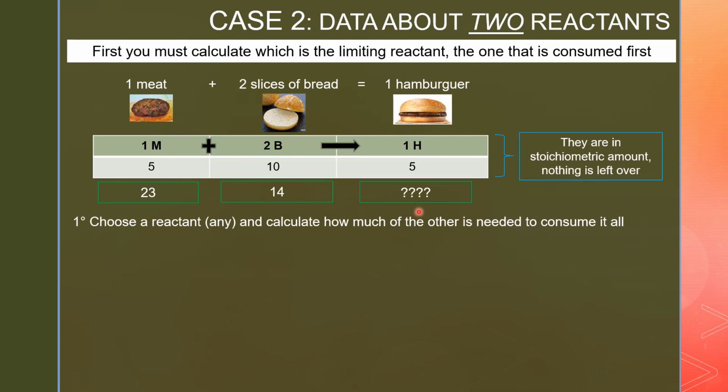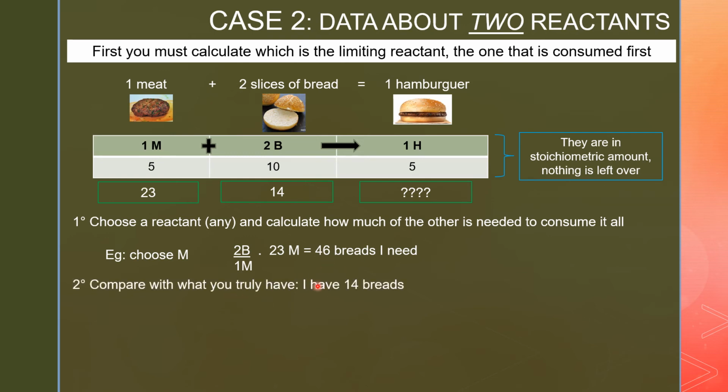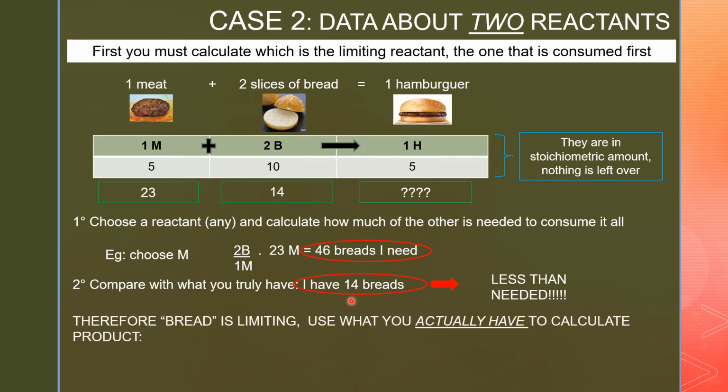So let's choose one reactant, anyone, and calculate how much of the other is needed to consume it all. I choose the meat, so I say that I need 2 slices of bread for 1 meat. If I have 23 meats, how many breads? I would need 46. So now I have to compare with what I truly have, that is 14. I would need 46, but actually I have only 14. So I have less bread than what I really need. That means that bread is the limiting reactant.